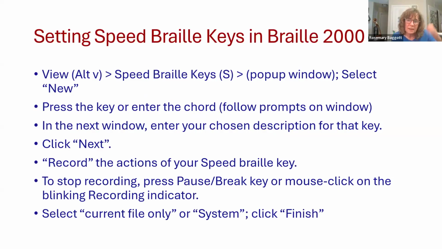Okay, and I'm going to be going back and forth in the demo between headings, tables, and speed braille keys, because they all intertwine. So we've talked about these a little bit. To set speed braille keys, the command is view speed braille keys, and then you get a pop-up window, and we're going to look today at what some of those options are. So this is basically the how-to. The instructions are here, but it'll make more sense when I do it.